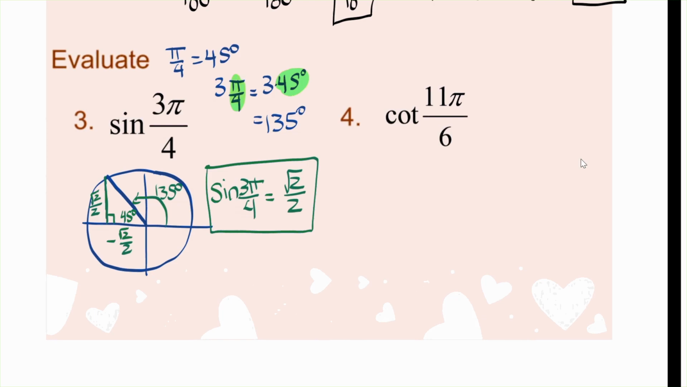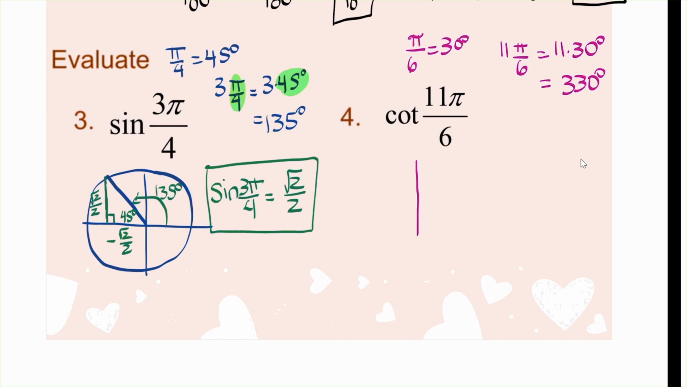Next, if I'm considering cotangent of 11 pi over 6, I'm going to consider how many degrees 11 pi over 6 is. So let's consider the pi over 6 part of 11 pi over 6. Pi over 6 is 30 degrees. We talked about that yesterday. 11 pi over 6 is the same as 11 times 30 degrees. So what we get is 330 degrees is the angle in degrees that we're looking at.